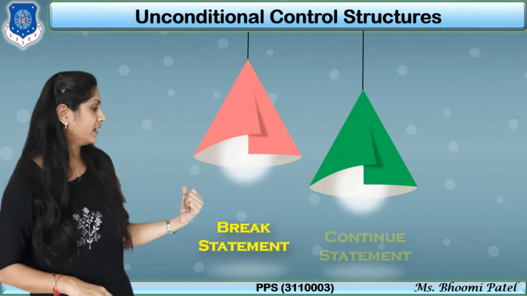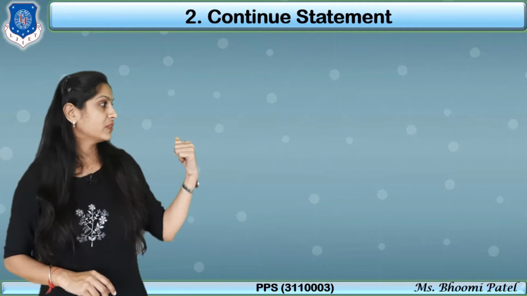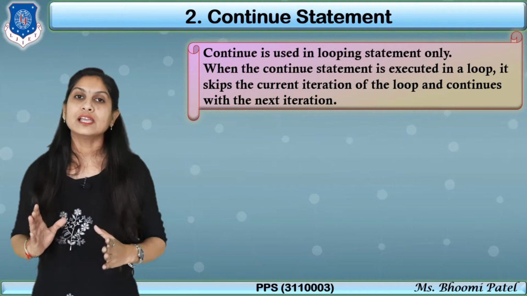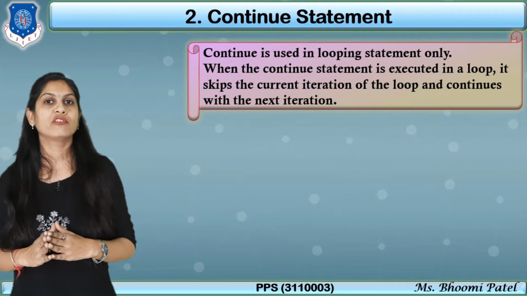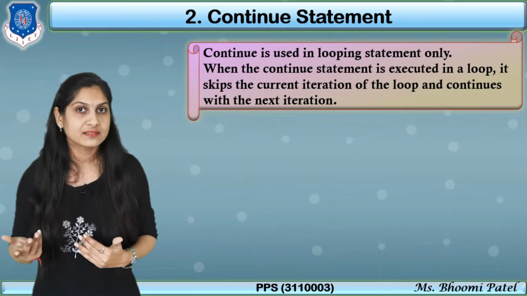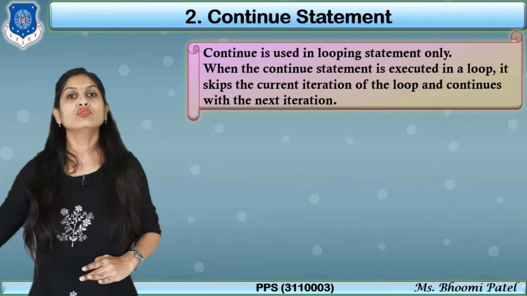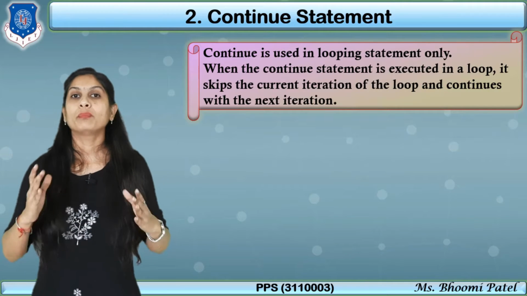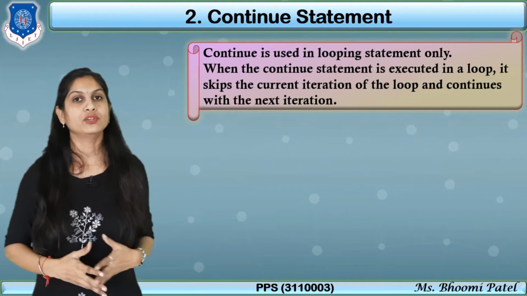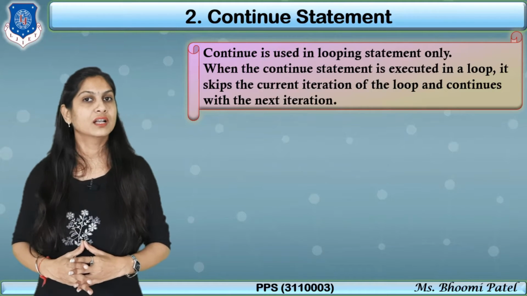The second statement is continue. How does continue work? Break and continue are totally different. Here continue is only used for a loop. There is no use of continue in a switch. When the continue statement is executed in our loop, it skips the remaining statements and moves to the next iteration of the loop. Clear? Break stops the loop, but here the loop will continue, so the word is continue. It just skips the remaining statements after the continue.